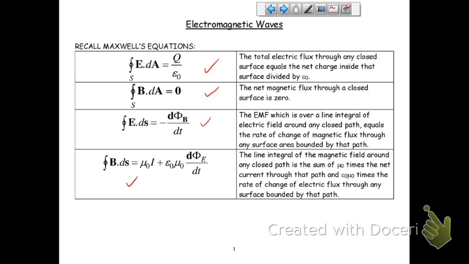So, E dot ds equals d phi by dt. Anyway, 4 laws.